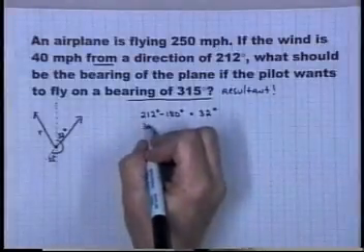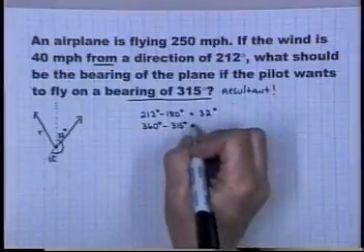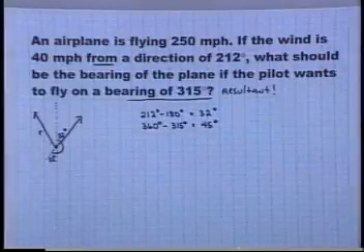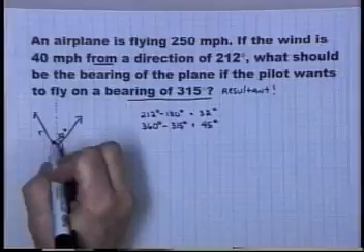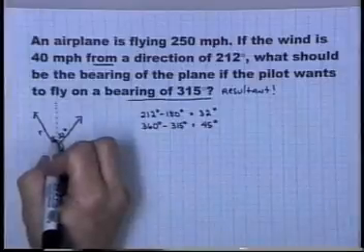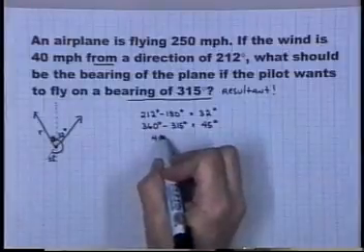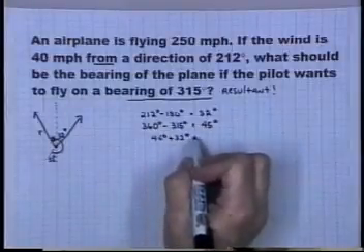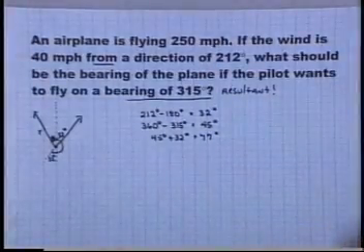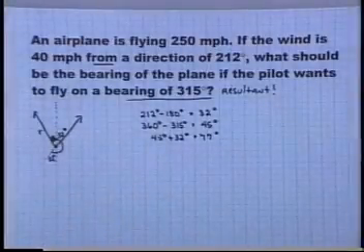From north all the way around to here is 315. Well, 360 degrees would be all the way around. 360 minus 315 degrees is 45 degrees. So from north over to the resultant here is 45 degrees. Now 45 degrees plus 32 degrees gives me 77 degrees. So we know that the angle from the wind over to the resultant is 77 degrees, in case we need that.